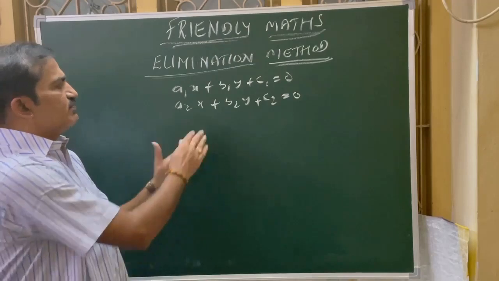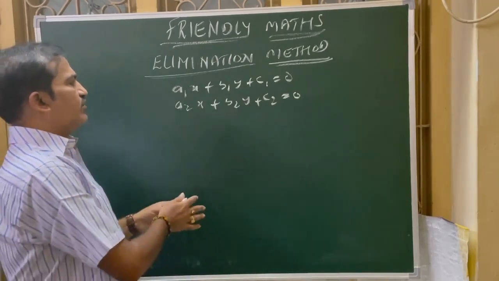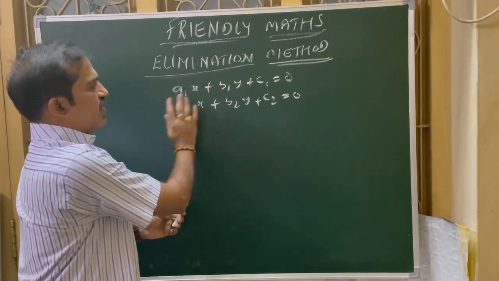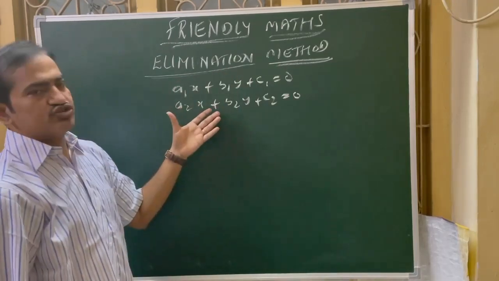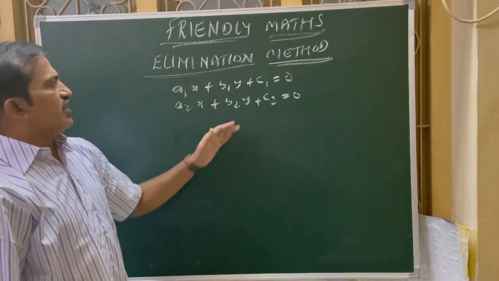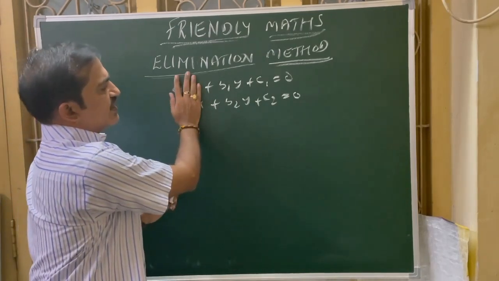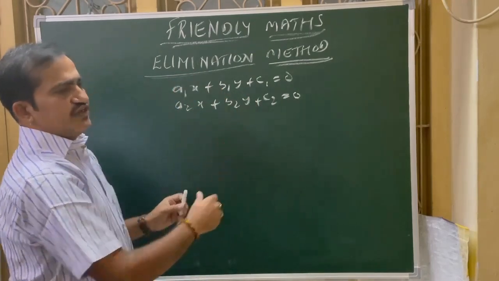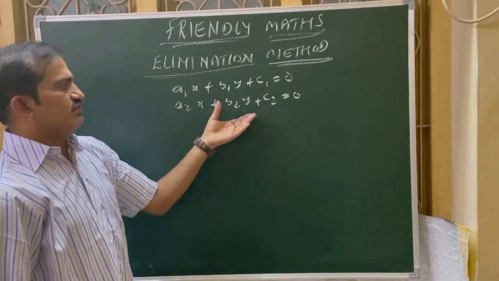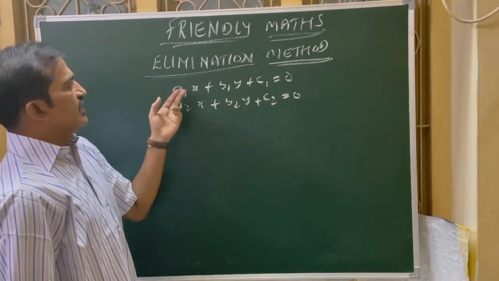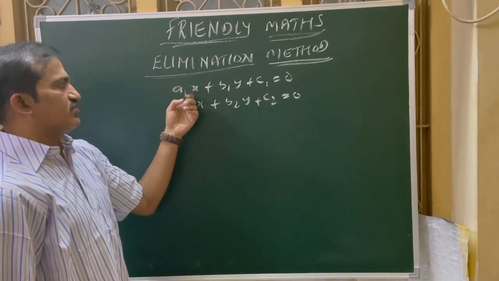Elimination method means from these two equations we have to eliminate any one of the variables, x or y. Depending upon the situation, whichever is comfortable, you can eliminate any one of the variables. If we eliminate x, then you get a linear equation in terms of y. It's a single variable equation. We can solve it and find the y value. Afterwards you substitute in any one of these equations, then you will get the x value.